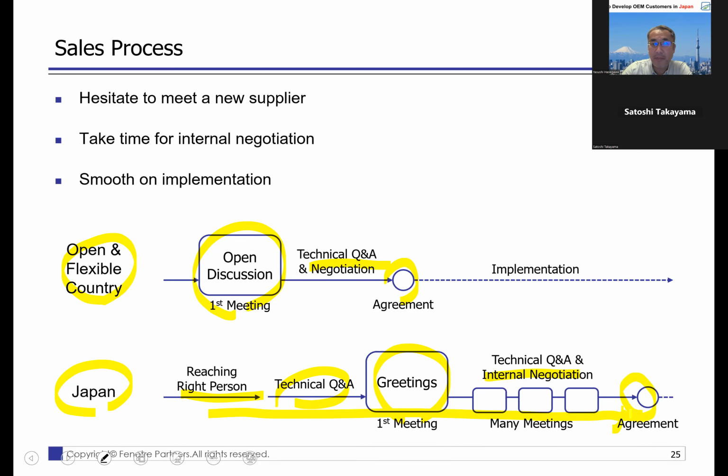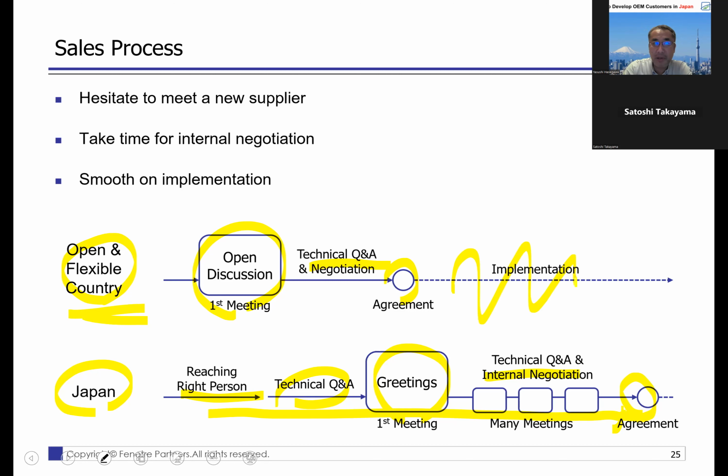However, I can say, after making an agreement, in this type of country, there are a lot of changes. They ignore some specifications. Suddenly, they change things, or they may cancel.